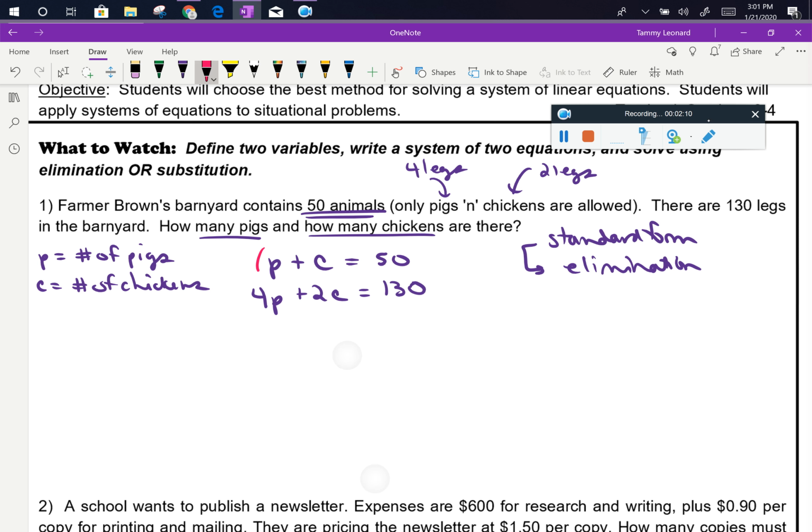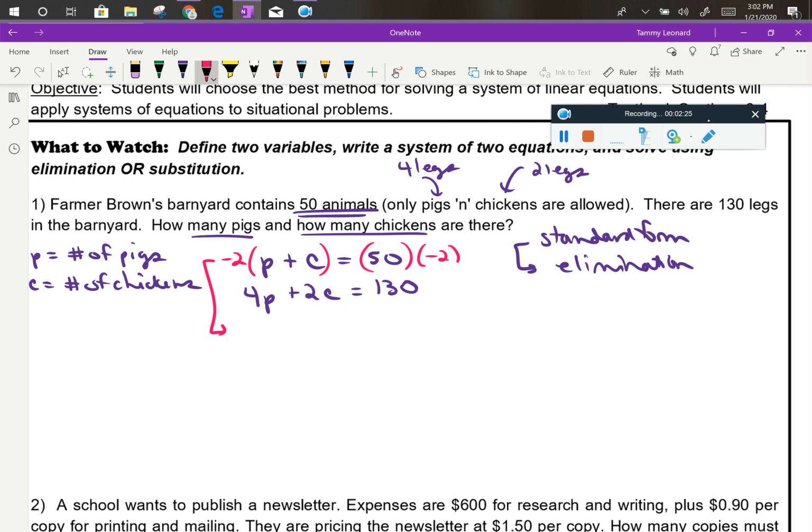So if I need an opposite match, it looks like a good choice would be to multiply the top equation by a -2. It's the smallest number that I can pick that will make something from the top match something from the bottom, in this case, the number of chickens. So I'm going to rewrite that top equation as -2p minus 2c equals -100, and I'll be ready to add those 2 equations together. 4p plus a -2p is positive 2p, and the 2c and the -2c eliminated each other, leaving me with 130 plus a -100, which is a positive 30.